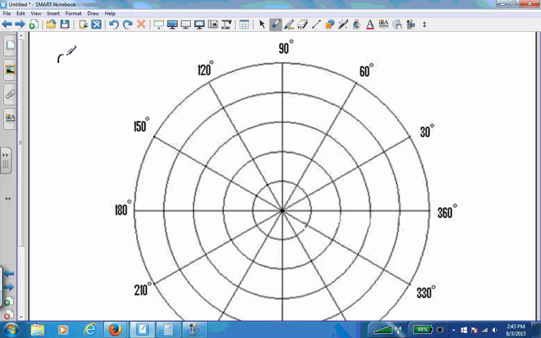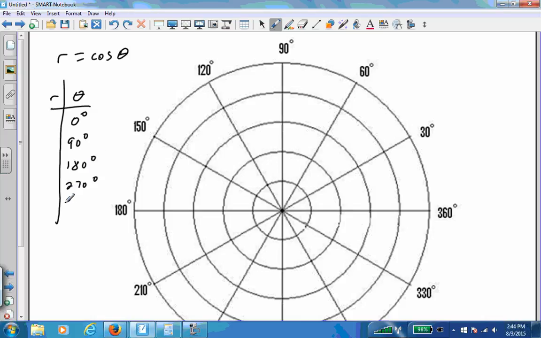If you say, let's graph r equals cosine theta, you could just make it simple. And you could do a lot of different angles. Plot the corresponding radius. So in the direction of 0 degrees, our radius is 1. 90 degrees, we're at 0. 180, we're at negative 1.